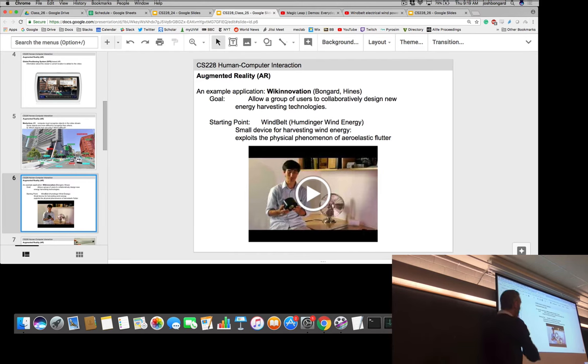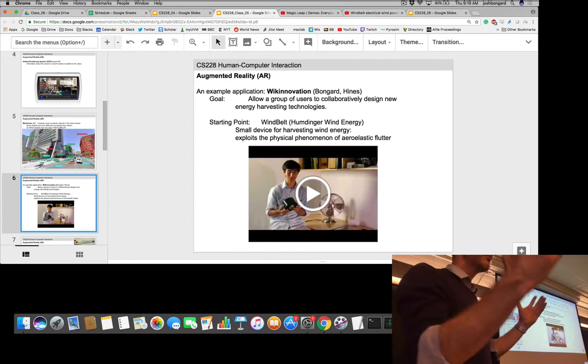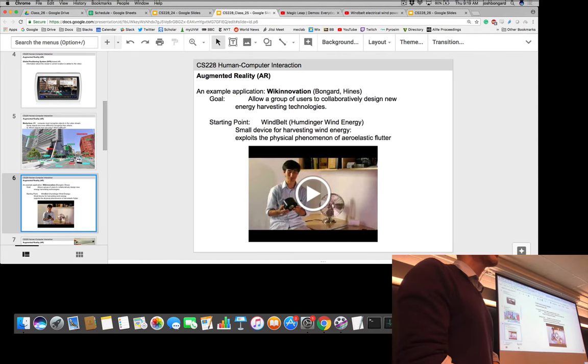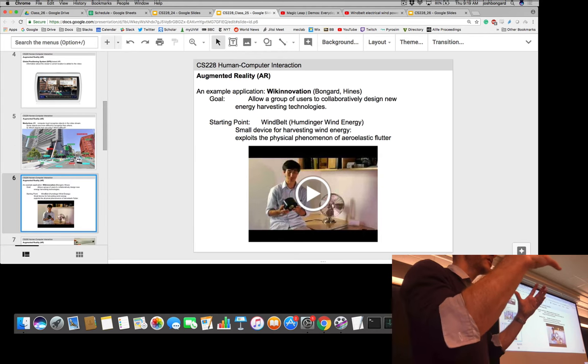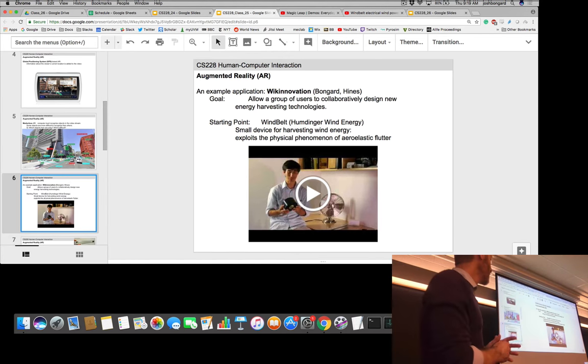This project, we nicknamed Wiki Innovation. The idea here is to, again, bring a bunch of people together. So this is also a crowdsourcing application to collaboratively try and design new energy harvesting devices. In Western countries, for wind power, it typically makes sense to create very large towers and turbines. But in developing countries where there isn't that infrastructure, it may be better to create very low-cost, do-it-yourself wind power collectors. And there are a lot of different ways to do this.